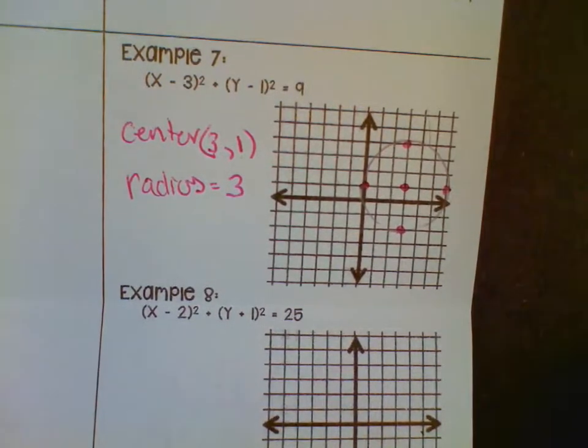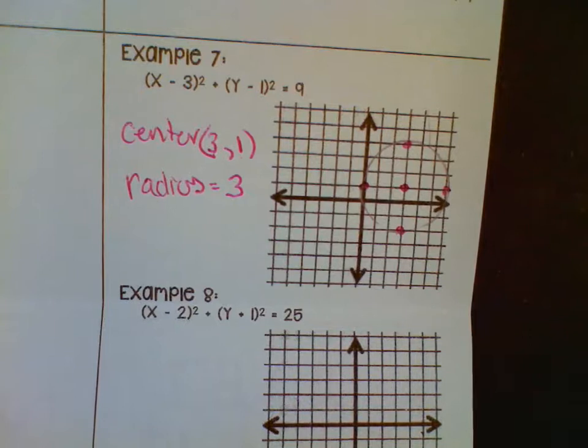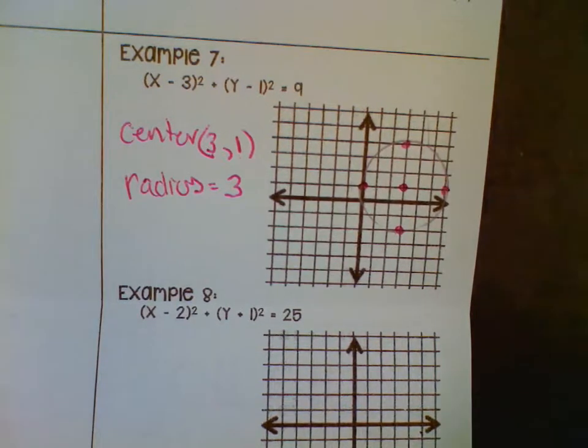Why don't you pause and try example 8. Find your center, your radius, and then graph. I'm pretty sure this one doesn't fit on the graph, so you might have to go over an extra one or two.